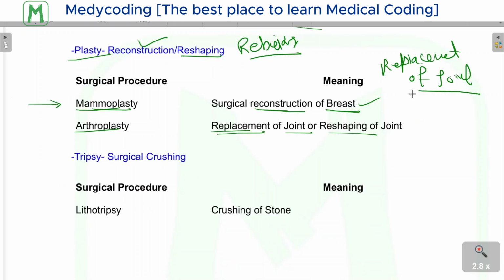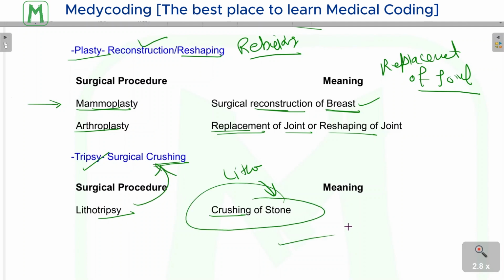The next is tripsy, that is surgical crushing. Similarly, in lithotripsy, litho means stone or calculus and tripsy means crushing. So lithotripsy is the crushing of a stone. This term is very popular in the urinary system, like lithotripsy of a kidney stone or ureter stone.